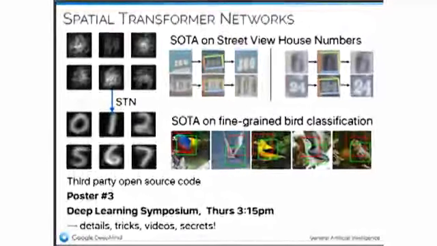There's third-party open source code floating around for this. And if you want to know more, come to my poster and come to my talk tomorrow at the Deep Learning Symposium, where I'll give some more details and show some cool videos and stuff like that. Thanks.